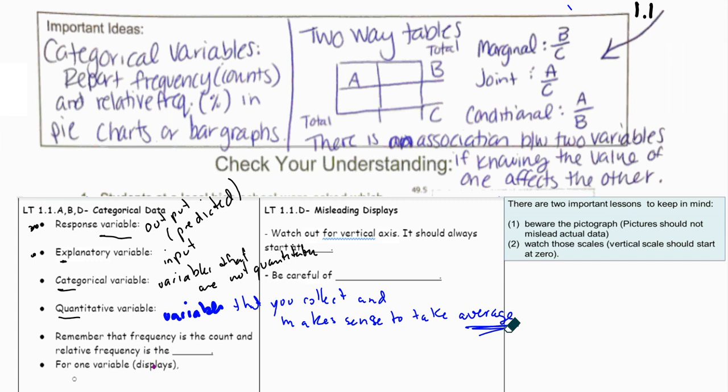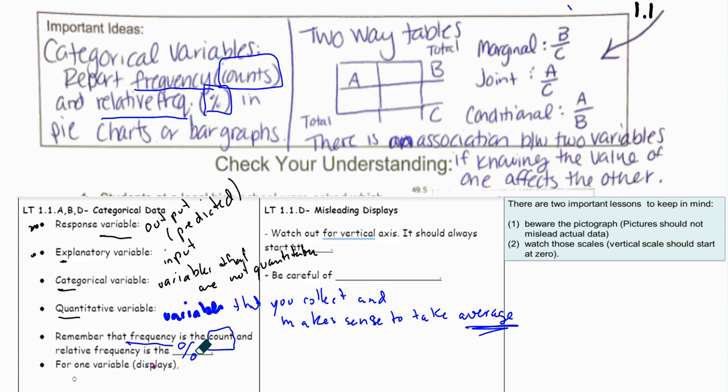Other things you probably should know: when we talk about frequency, it really is a count, and you can see that is also up here. So when we report frequency, it is generally a count. Frequency is a count. And when we talk about relative frequency, it is a percent.